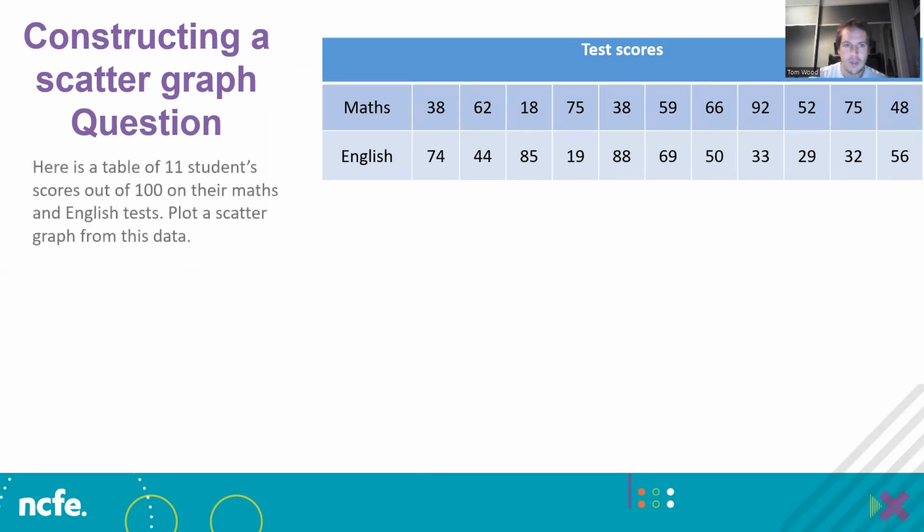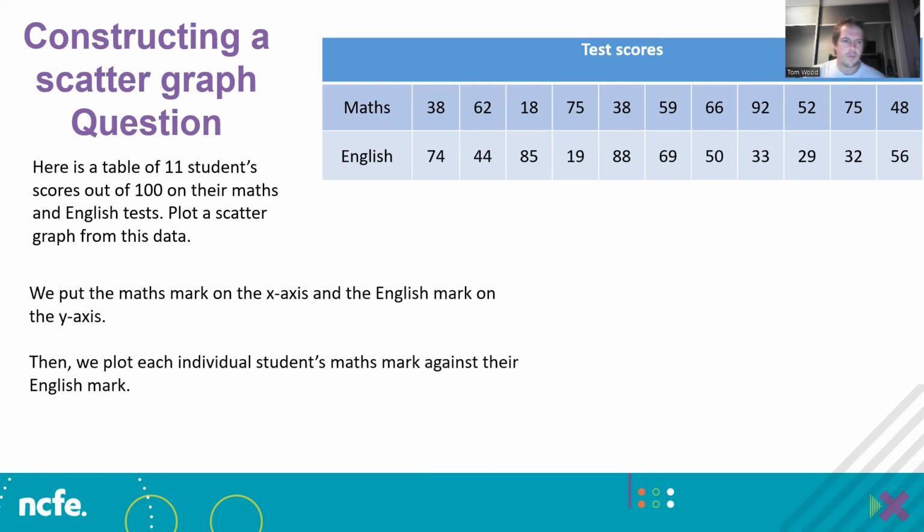So let's say if we wanted to plot these 11 students' scores of their maths and English tests. So each student has done a maths test and an English test, and we've got their scores here, and we want to plot these on a graph. So we're going to put the maths mark on the x-axis and the English mark on the y-axis. You could do it the other way around. It doesn't matter. Either way is absolutely fine. And then you're going to plot each one on there.